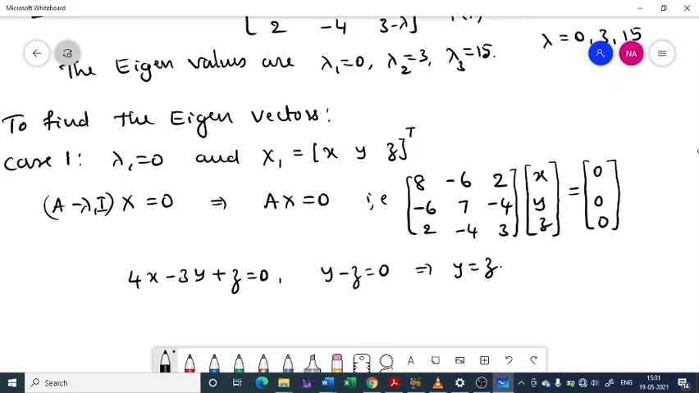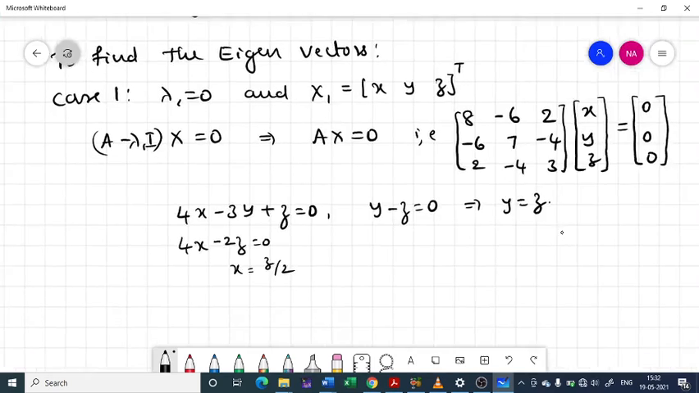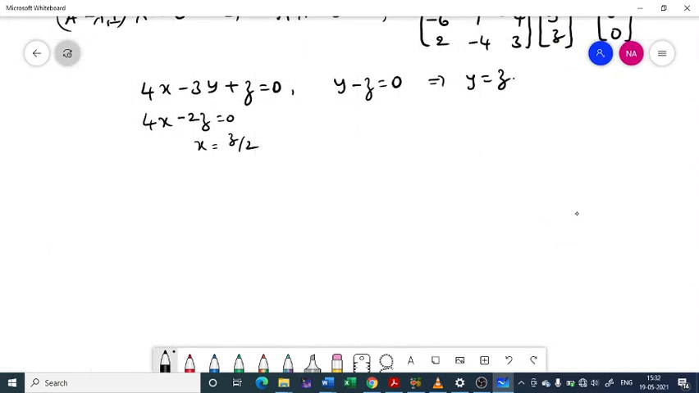So y minus z equal to 0 implies y equal to z, right? So here we will get 4x minus 3z plus z, that is minus 2z, equal to 0. So x will be z by 2. Choose z equal to k. Then x1 equal to k by 2, k, k transpose. That is the first eigenvector.